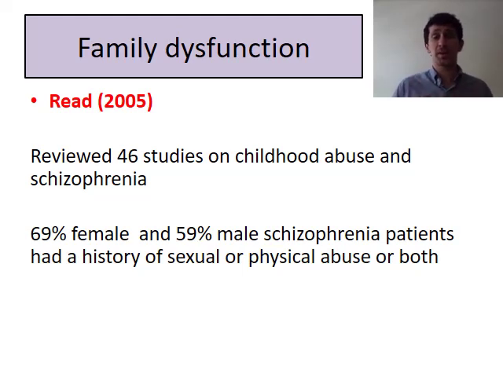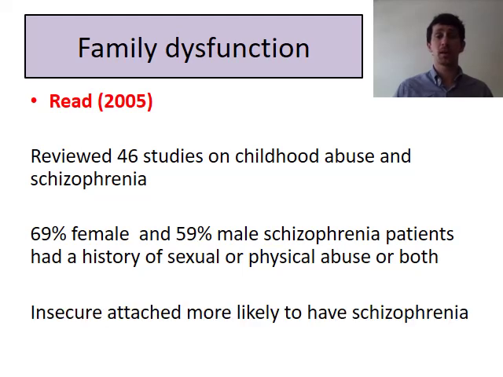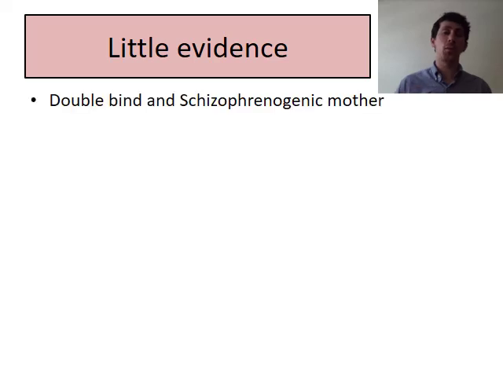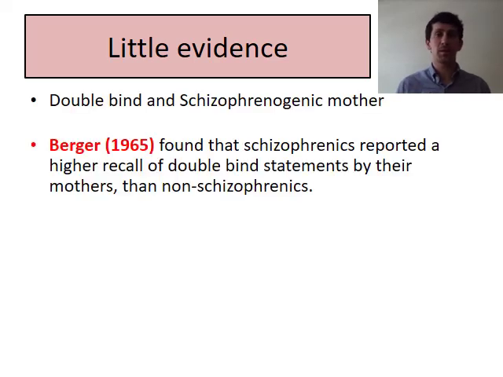He found that 69% of females and 59% of male schizophrenic patients had a history of either sexual or physical abuse during their childhood, or both occurring at the same time. And also, insecurely attached children were far more likely to be schizophrenic. So all of this evidence points towards, if you have a dysfunctional family, you're more likely to develop schizophrenia in the future. However, there's very little evidence for the double-bind and schizophrenogenic mother theories.